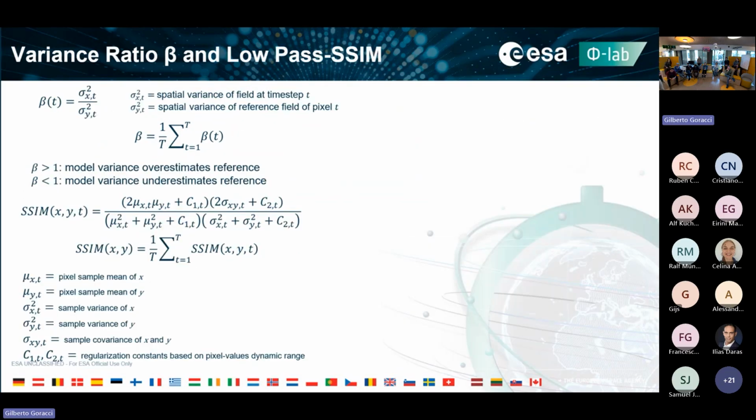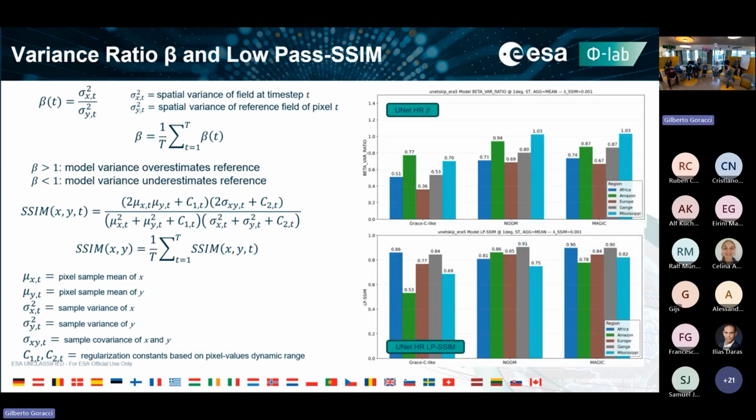Then we computed the variance ratio and the low-pass structural similarity index measure. The variance ratio tells you how much the model is able to reconstruct the variance of your reference field. At the same time, the structural similarity index measure tells you how the structural properties of the map are preserved in the process. Here, what you can see is that the variance ratio is much higher for NGGM and MAGIC.